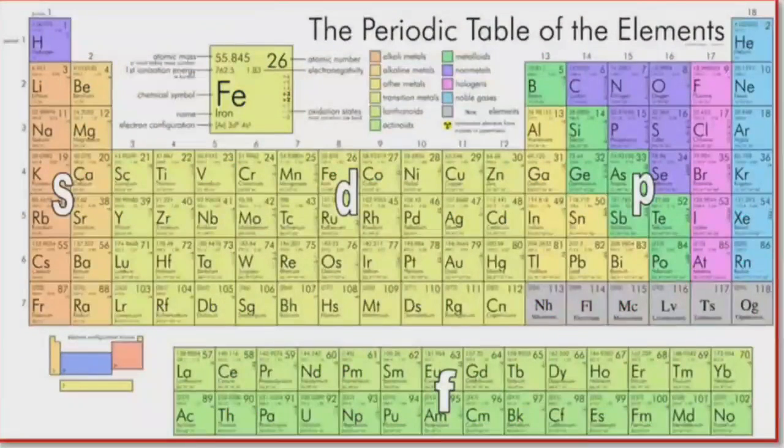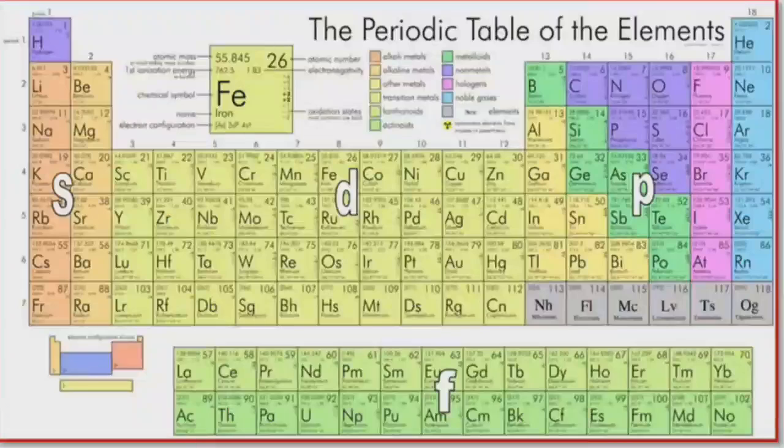Here we can see the modern periodic table. Horizontal rows are called periods. If you observe the first period, it contains only 2 elements, hydrogen and helium. Second period contains 8 elements from lithium to neon. Third period contains 8 elements, sodium to argon. Fourth period contains 18 elements, potassium to krypton. Fifth period contains 18 elements, rubidium to xenon.